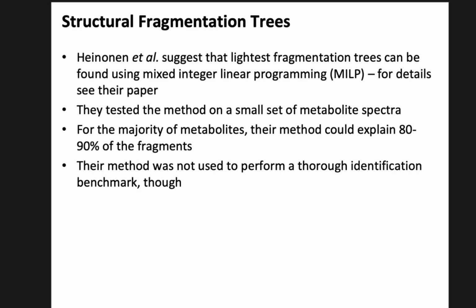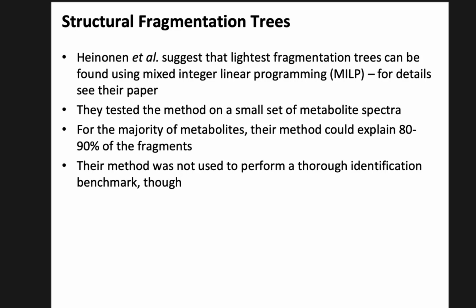Heinonen et al. suggested that the lightest fragmentation trees can be found using what's called a MILP, a mixed integer linear program. You can look into their paper if you're a real computer scientist. It's actually a fun read, but it's not that easily digested. It's just an optimization method that is able to deal with large combinatorial spaces. For the majority of metabolites, their method could already explain 80 to 90% of the fragments, which is kind of useful. It doesn't help us for identification yet, because all it does is explain the spectrum that we have. It gives us an explanation, but we need to know which structure it actually is.